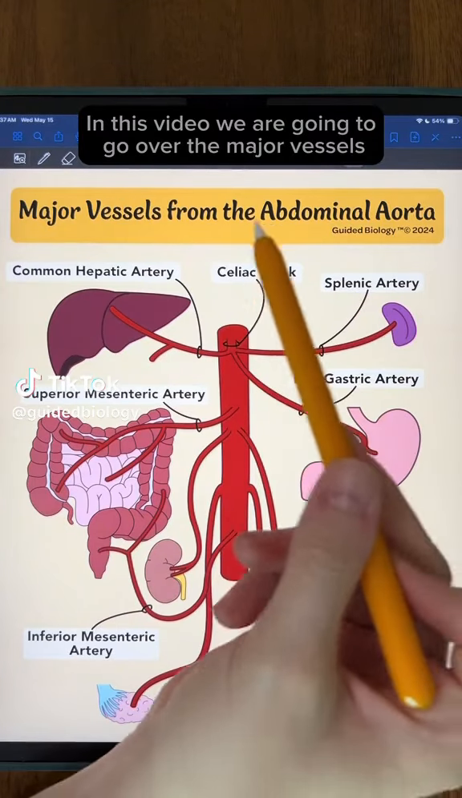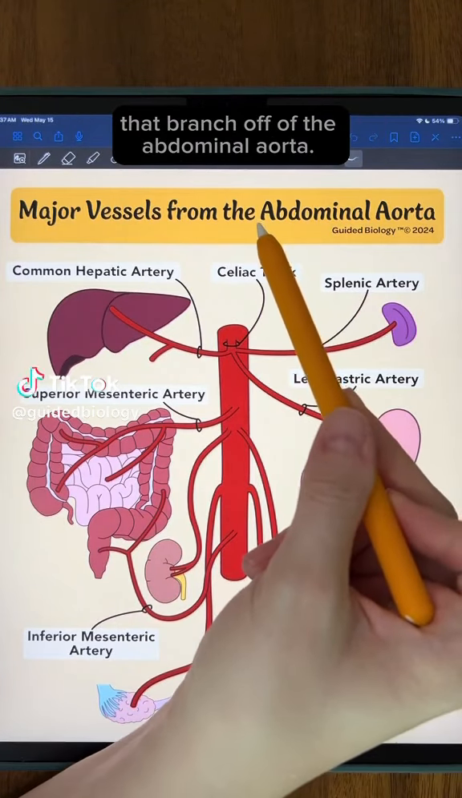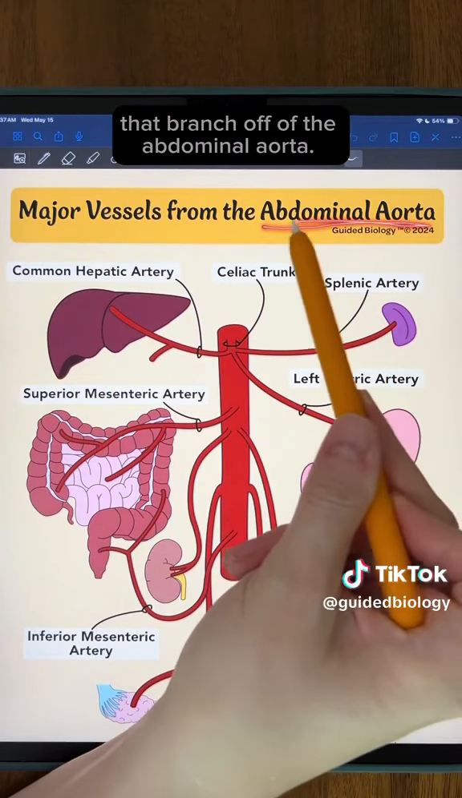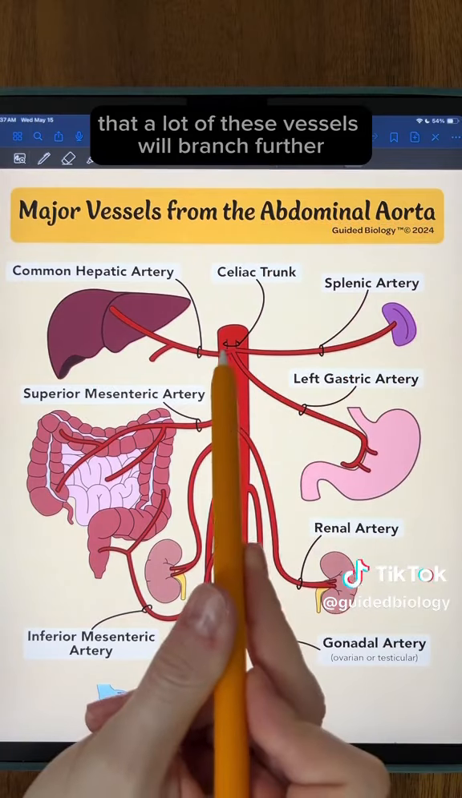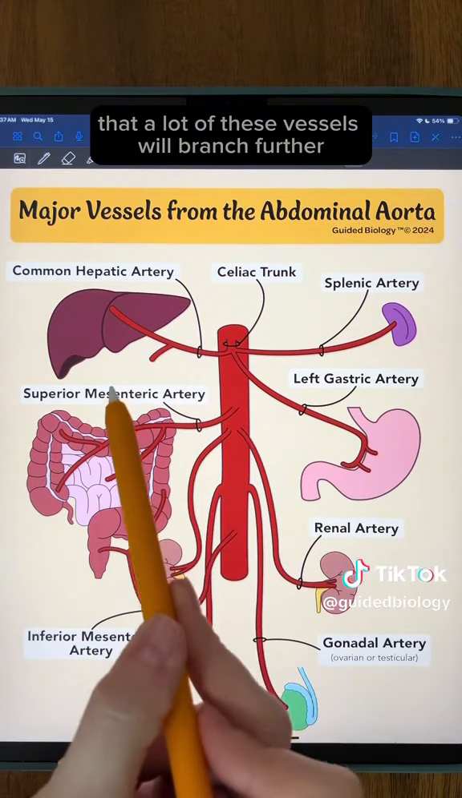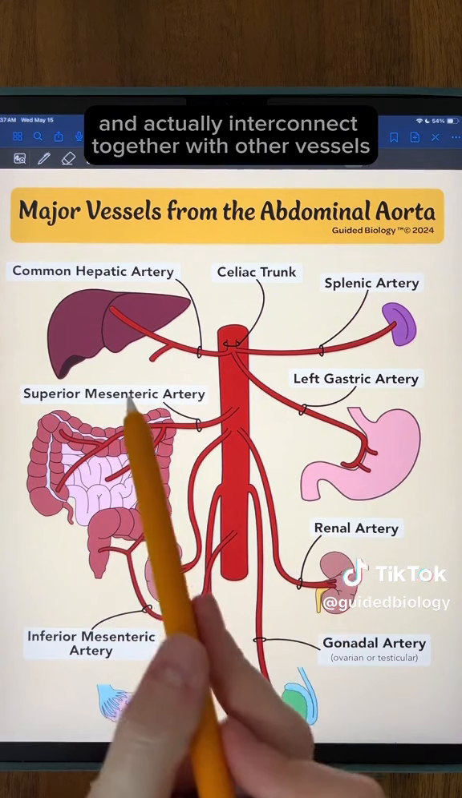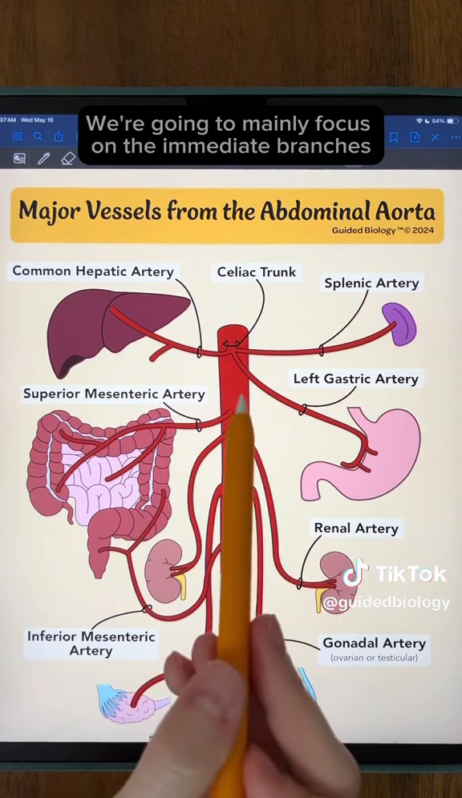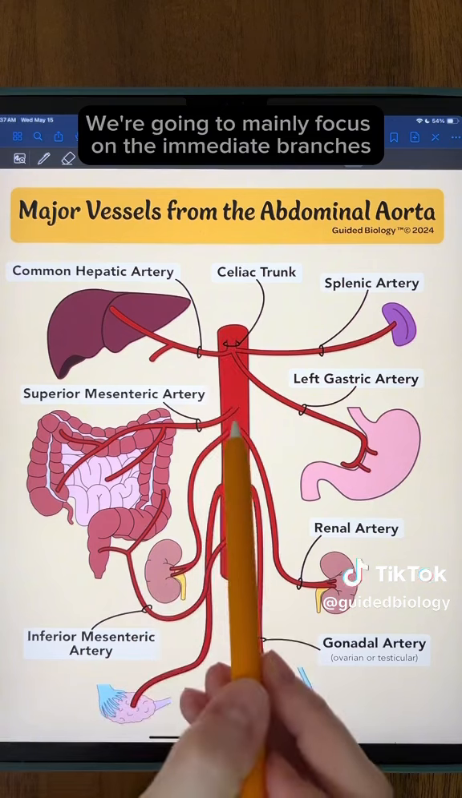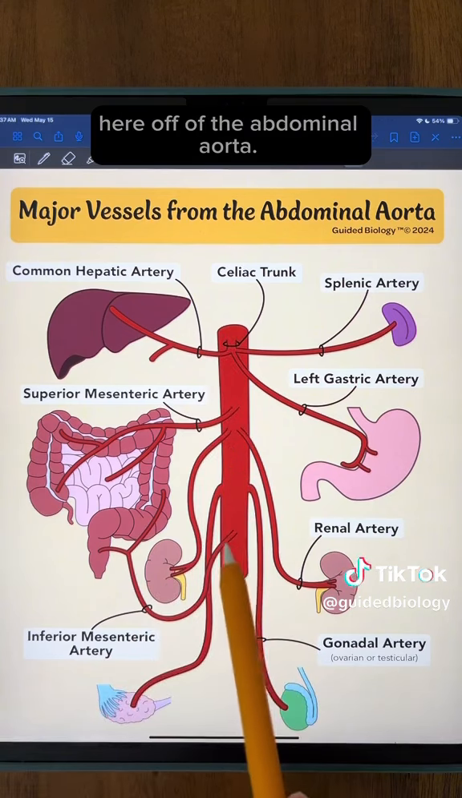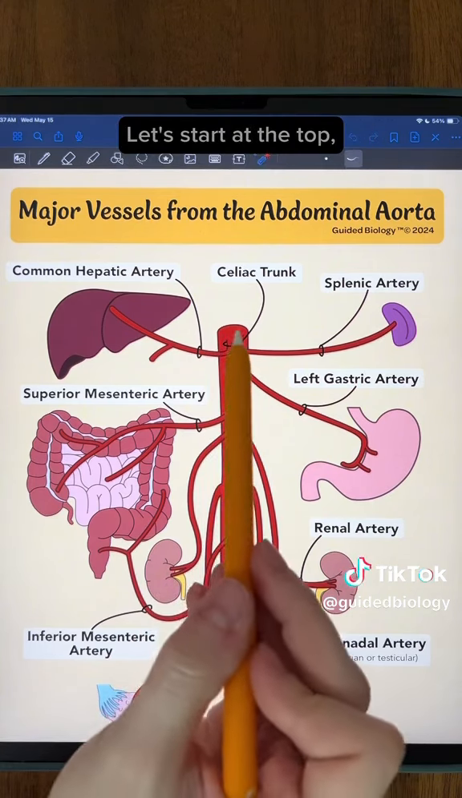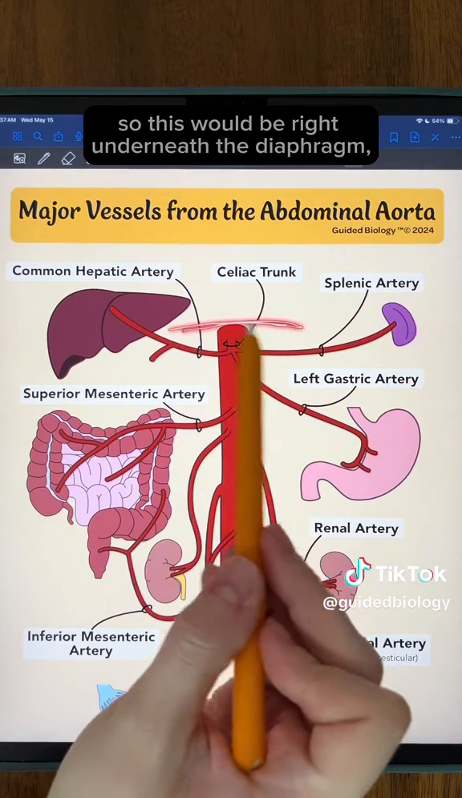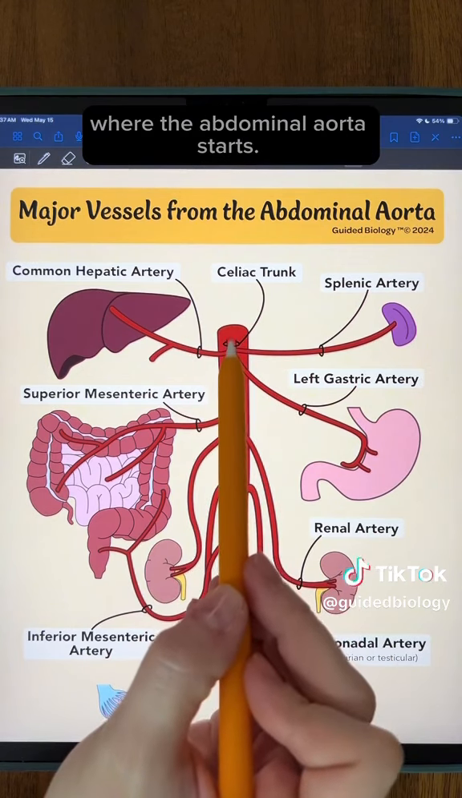In this video, we are going to go over the major vessels that branch off of the abdominal aorta. Now, keep in mind that a lot of these vessels will branch further and actually interconnect together with other vessels and become a little more complicated, but we're going to mainly focus on the immediate branches here off of the abdominal aorta. So let's start at the top.